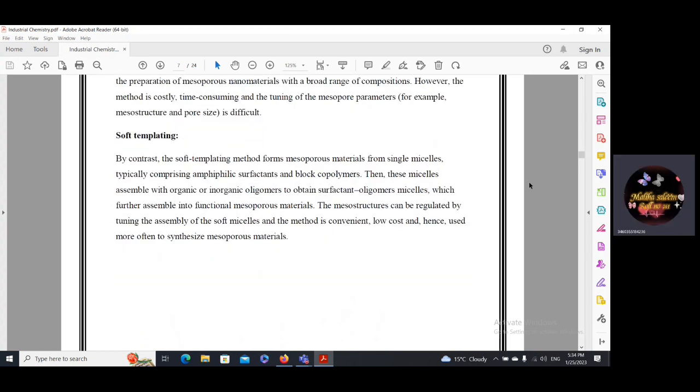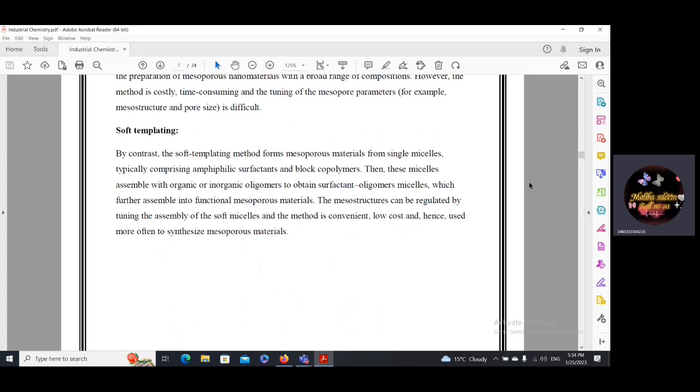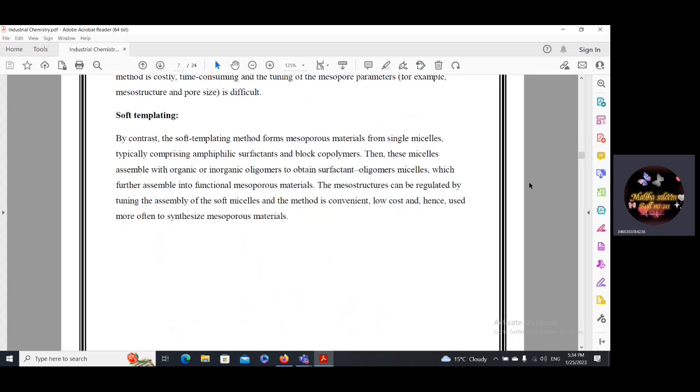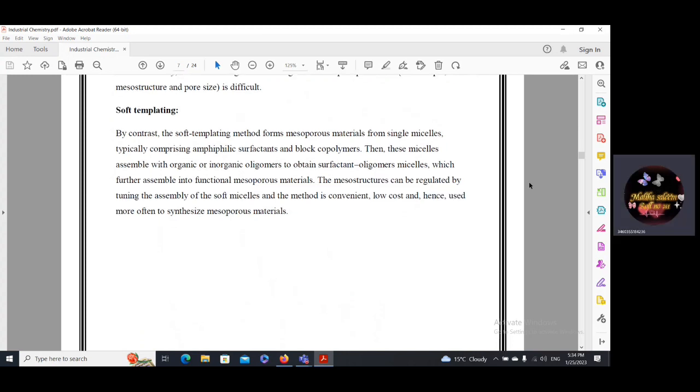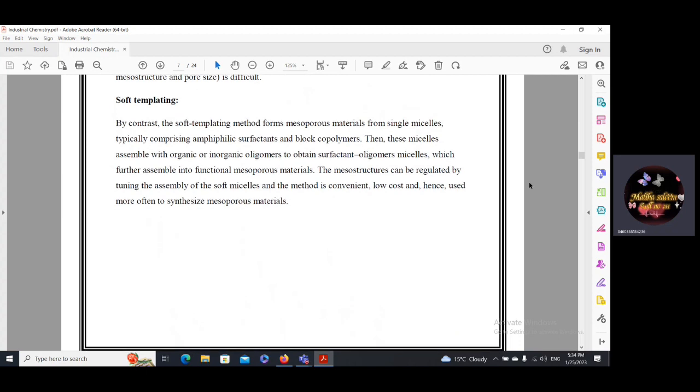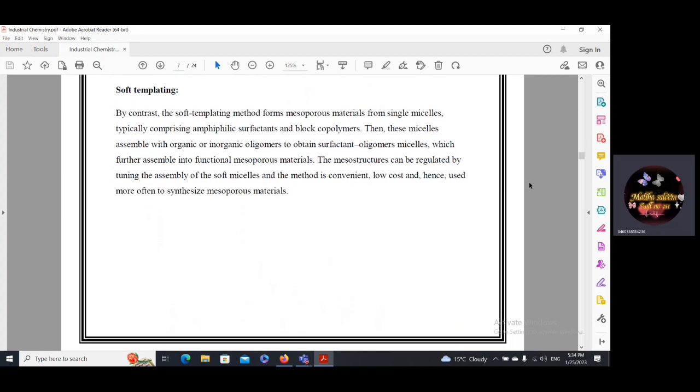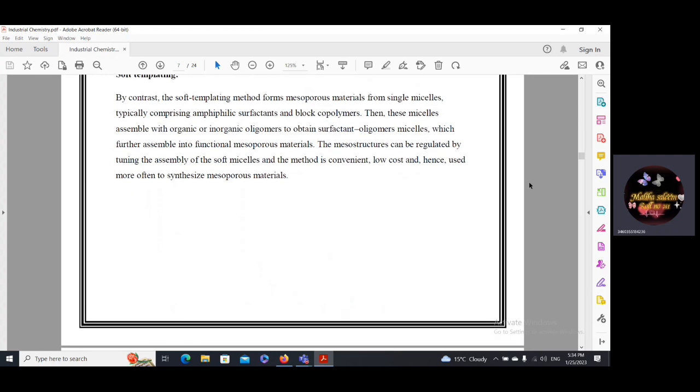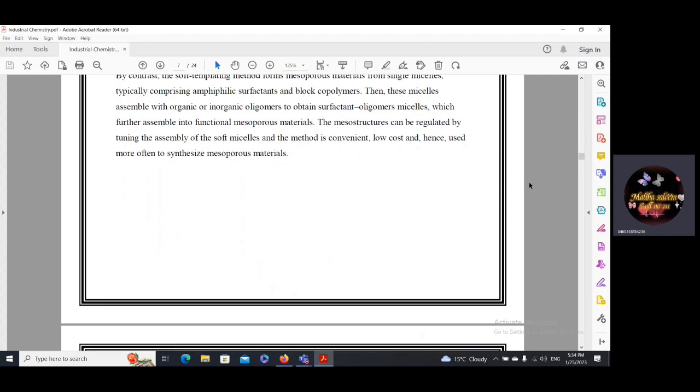By contrast, the soft templating method forms mesoporous materials from single micelles, typically comprising amphiphilic surfactants and block copolymers. Then these micelles assemble with organic or inorganic oligomers to obtain surfactant-oligomer micelles, which further assemble into functional mesoporous material. The mesoporous material can be regulated by tuning the assembly of the soft micelles, and the method is convenient and low cost, hence used more often to synthesize mesoporous materials.